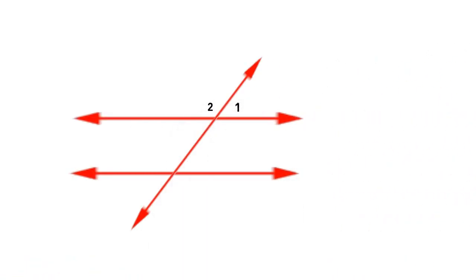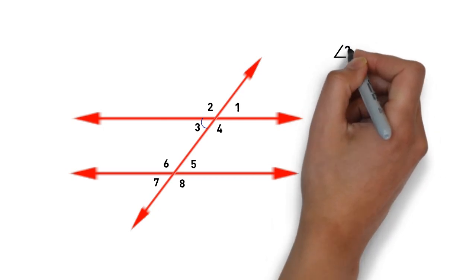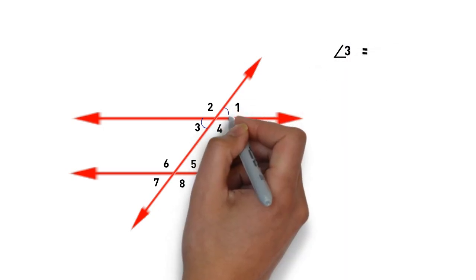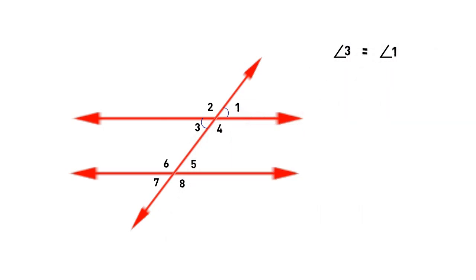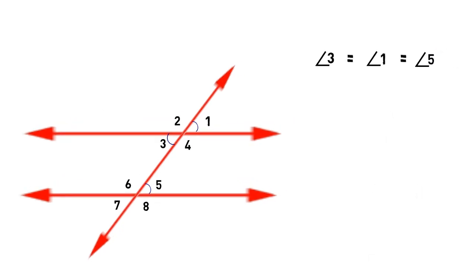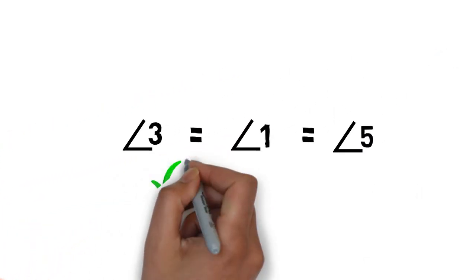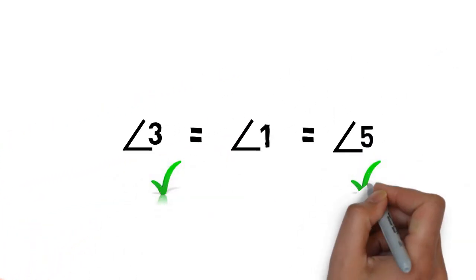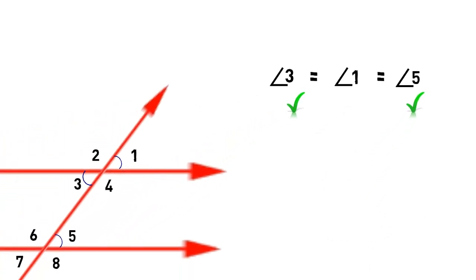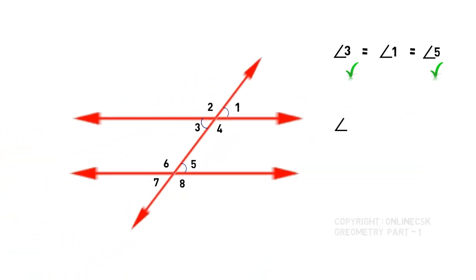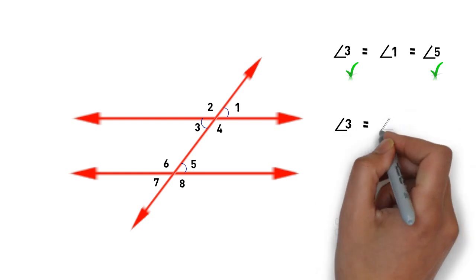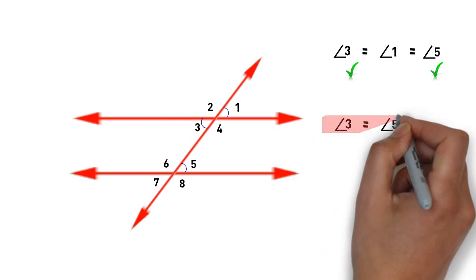Now consider the parallel lines again, and let me try to draw the angles again. 1, 2, 3, 4, 5, 6, 7 and 8. Now here angle 3 is equal to angle 1 based on the opposite angle theorem, and angle 1 is equal to angle 5. This is based on the corresponding angle postulate. So using these equations, I can say that angle 3 is equal to angle 5, and when I say angle 3 is equal to angle 5, this is called the alternate interior angle theorem.